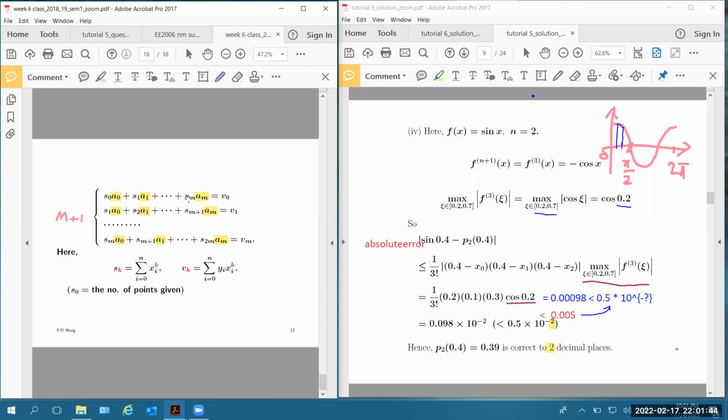Now, of course, you also see other things. You see all the S, S0, S1, all that, and you see all the B. All these are numbers, they are constants, but you need to calculate them.